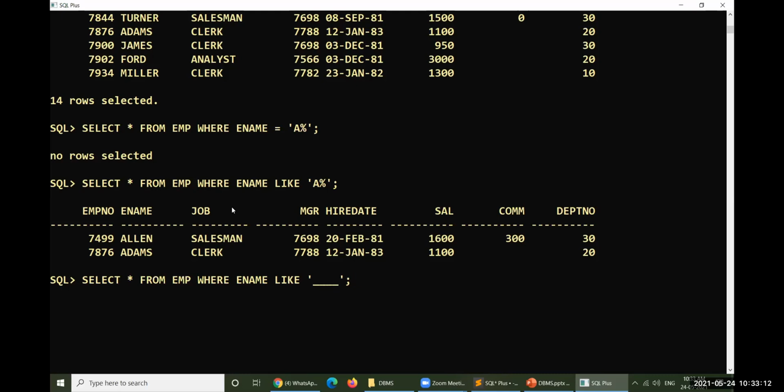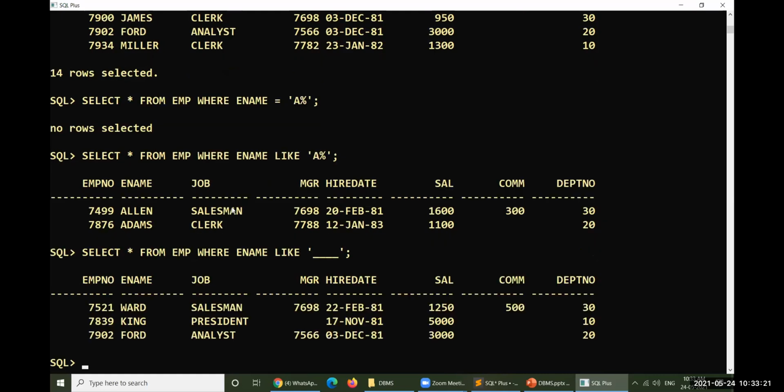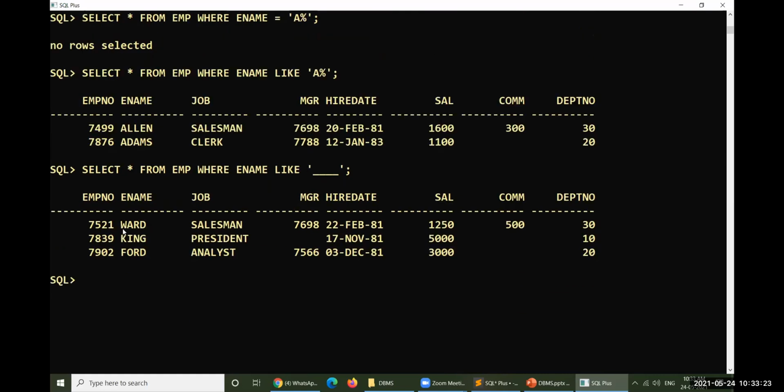Okay, the first character anything, second character anything, third character anything, or fourth character anything, but the length of that particular name will be exactly 4. Look at this. These are the people who have exactly 4 characters in their name.